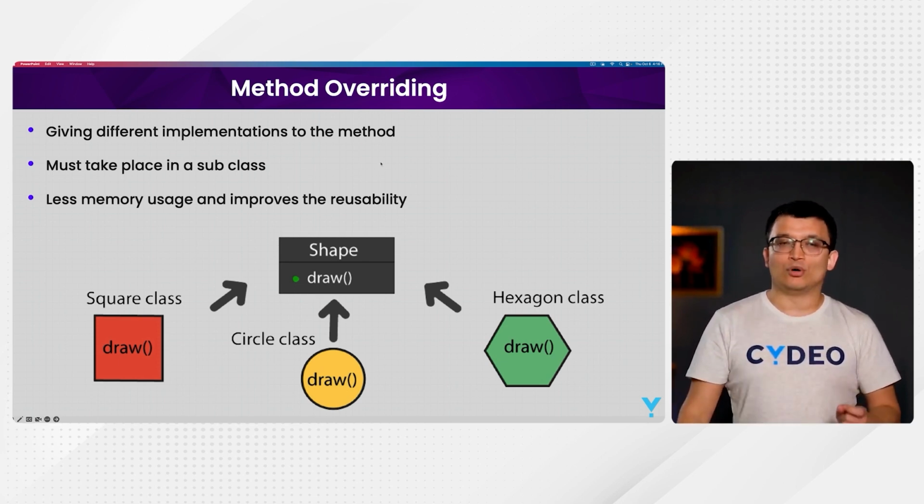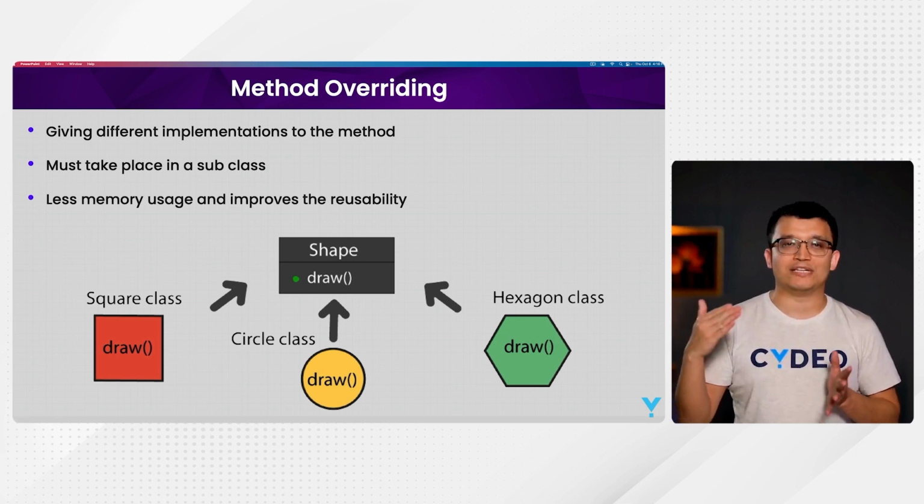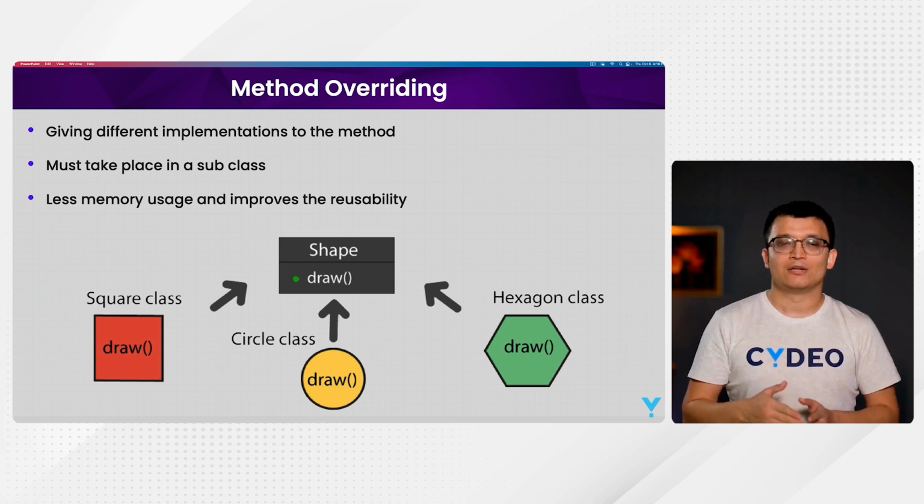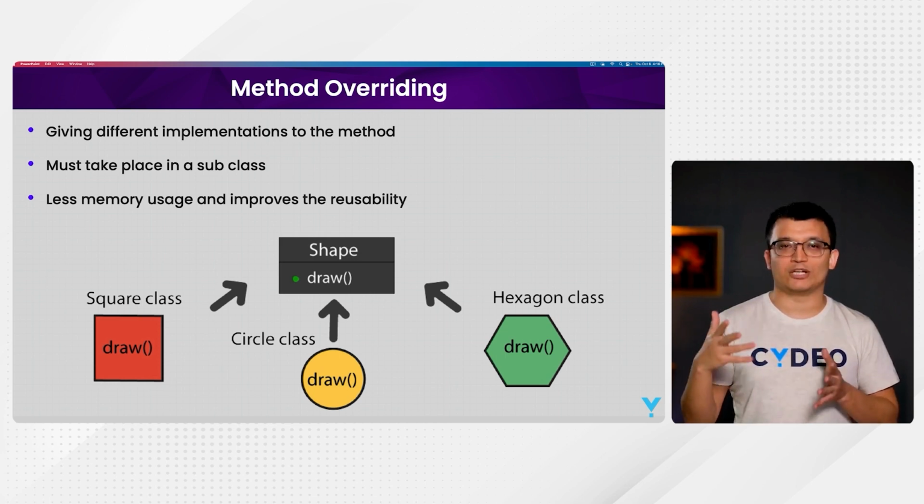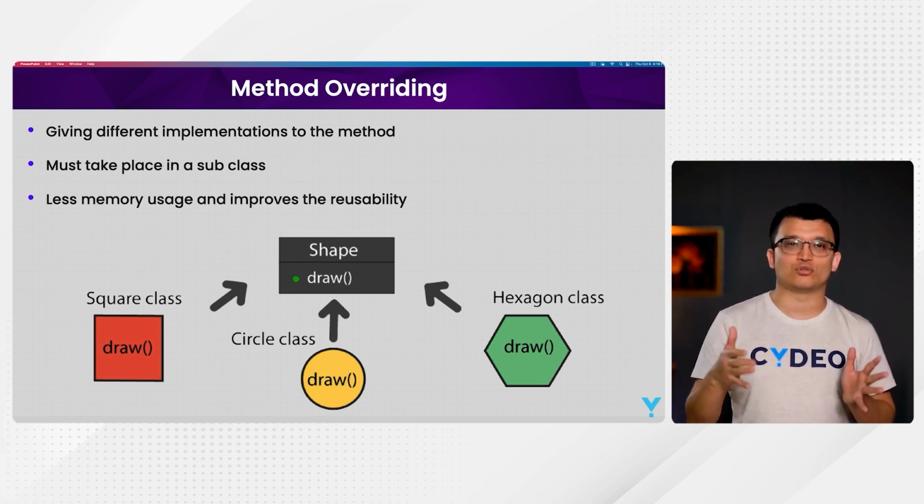So when you override a method, you override the methods that belong to the object, which are the instance methods only. Because with instance methods, the more objects you create, the more copies of the instances you have. Therefore, it allows us to give different implementations to the objects.